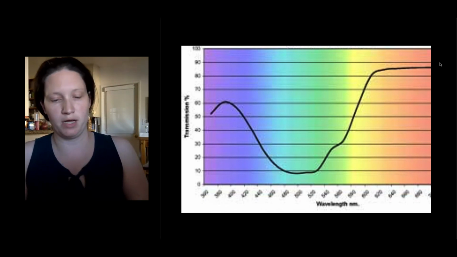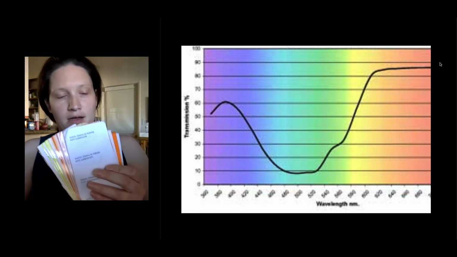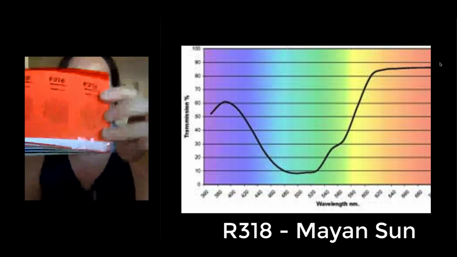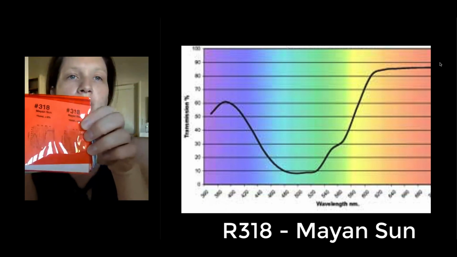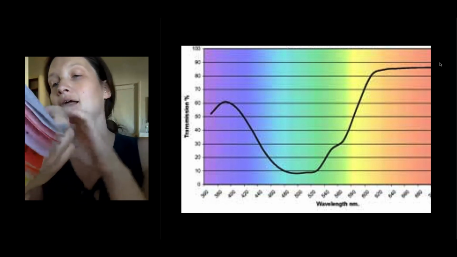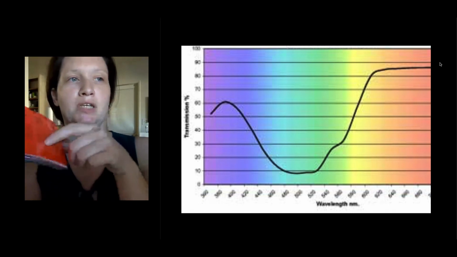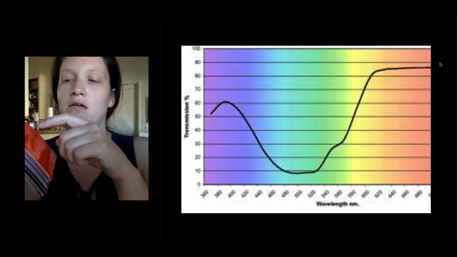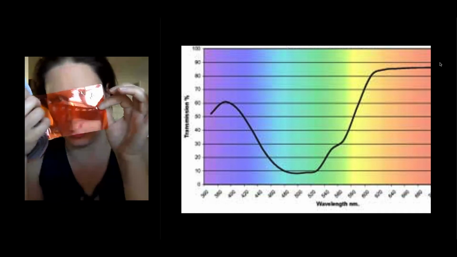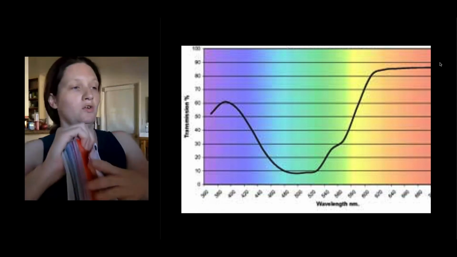And so this one is our 318, Mayan Sun. Okay, that's R318. It has an overall transmission of 52%, and it's letting through mostly that yellowy orangey part of the spectrum, a little bit from the ultraviolet side, but not blue or green. Mayan Sun. All right, cool.